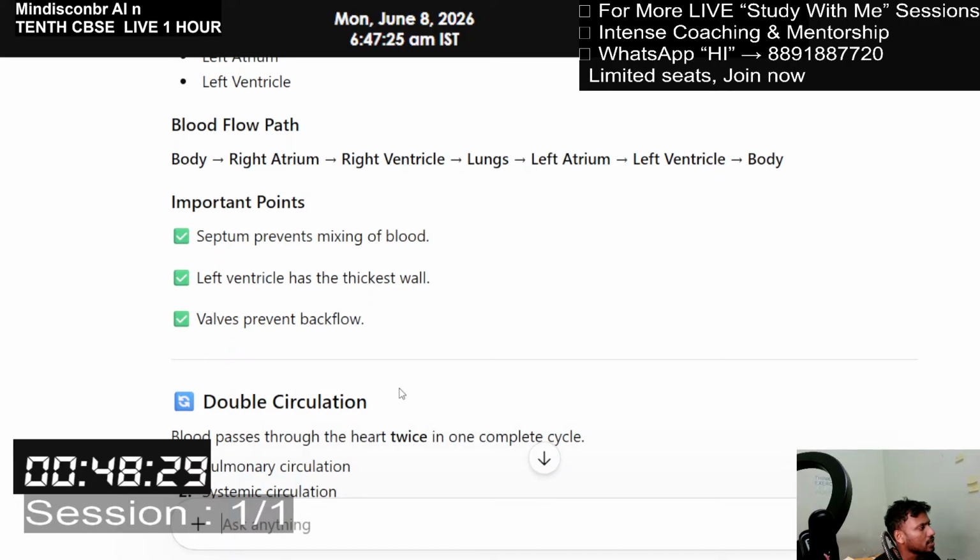Important points. Septum prevents mixing of blood. Left ventricle has the thickest wall, and valves prevent the backflow.